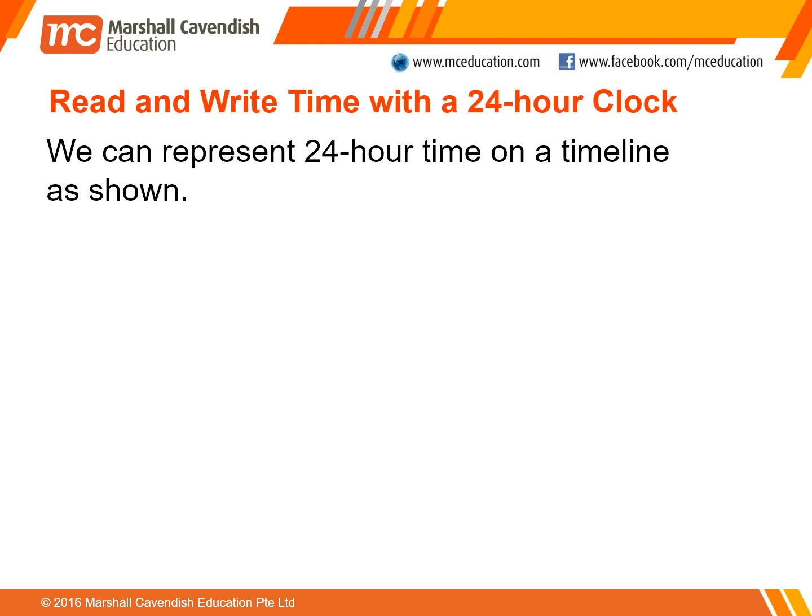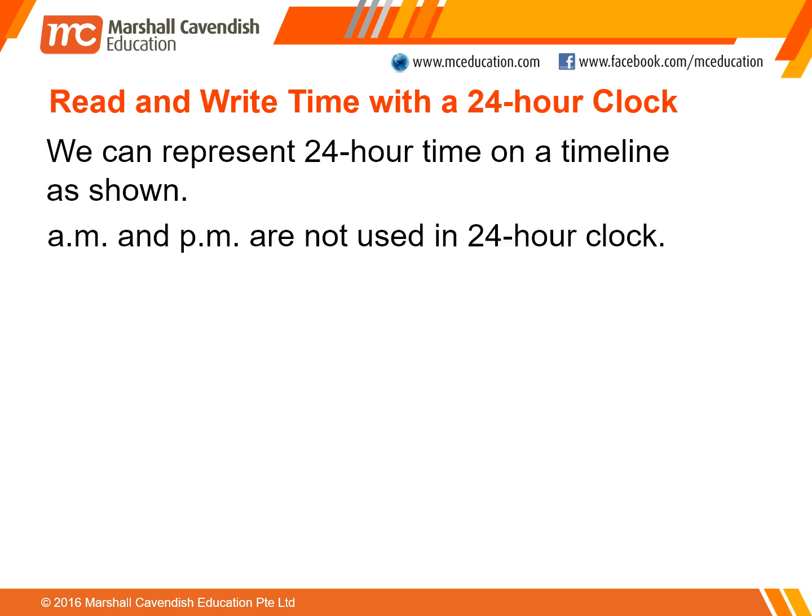So we can represent 24-hour time on a timeline as shown below. In a 24-hour clock, a.m. and p.m. are not used. So how do we indicate the same time in two different numbers?